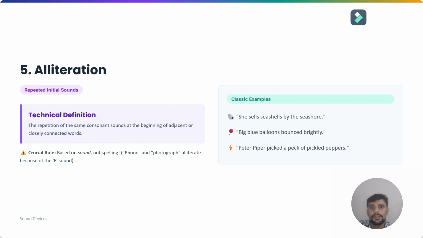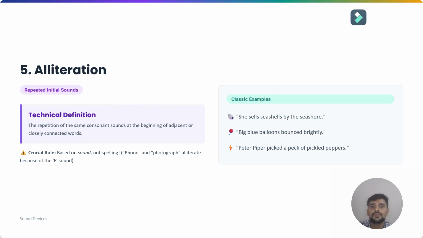Let's take another one. "Big blue balloons bounce brightly." Listen to the repeated B sound. And "Peter Piper picked a peck of pickled peppers." The repeated P sound creates rhythm.